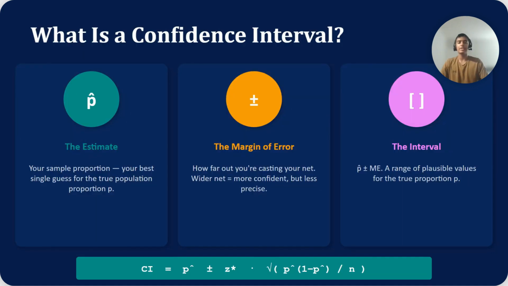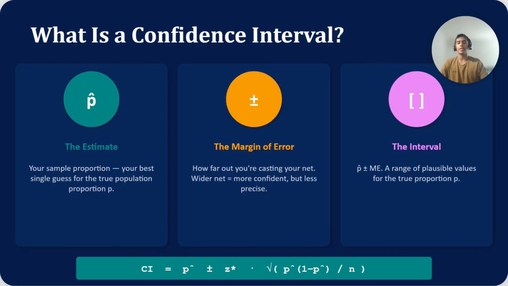So, what exactly is a confidence interval? It's three pieces. So, we have the p-hat. This is your sample proportion. If you survey 200 students and 84 said they preferred music, p-hat is 84 divided by 200, or 0.42. It's your best single guess at the true proportion of students who prefer music.